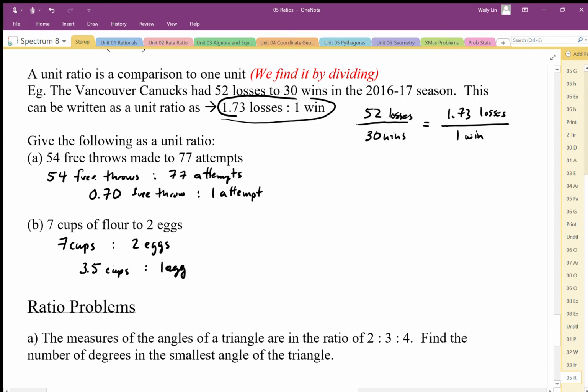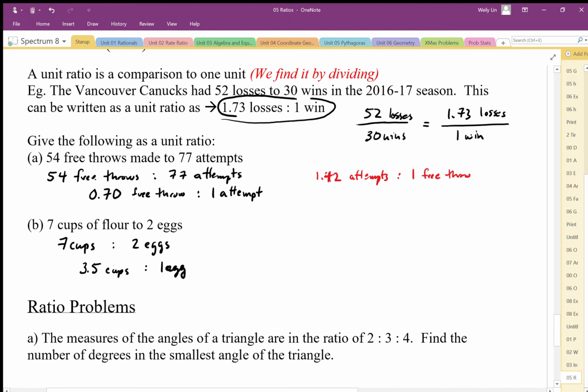Now, the one thing about these unit rates is that they can actually go either way. When I do these unit rates the other way, we get a slightly different rate. The numbers are different, but the ratios are exactly the same. So if I try 77 divided by 54 free throws, I get 1.42 attempts for every free throw made. Although it looks different, the ratio is exactly the same.